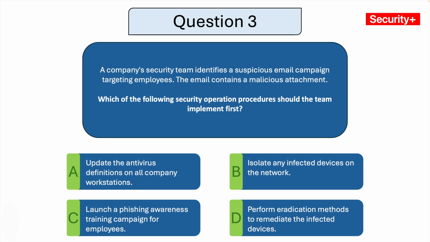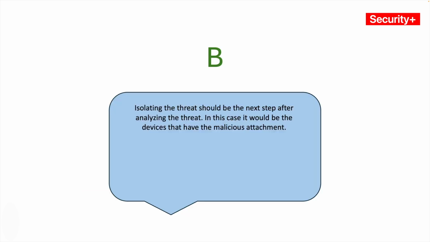So we have to ask ourselves, which phase are we currently in based on the information in the scenario? And I would say that we're currently in detection and analysis. We detected a threat and we've analyzed that there is a malicious attachment. After discovering the threat, what would be next? And that would be containment. So I'm going to go with B, isolate any infected devices on the network. Isolating the threats should be the next step after analyzing the threat. In this case, it would be the devices that have the malicious attachment.